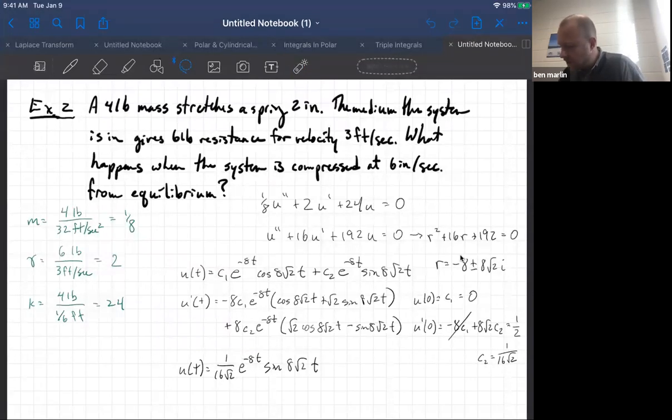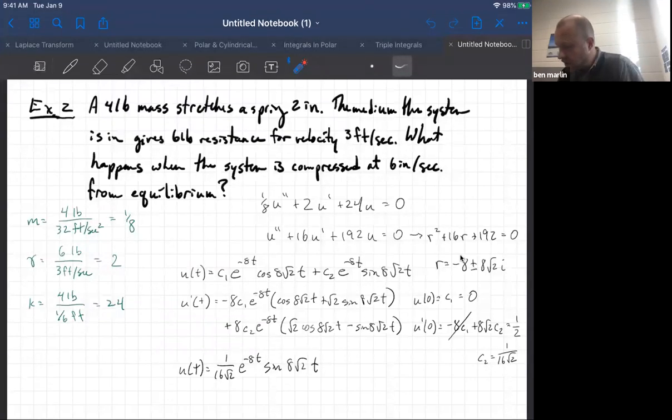so I'm plugging in the 0 to the first one, and of course I get C1. And since I wanted to be compressing this at 6 inches per second, but not that I've compressed it 6 inches, but rather that's the speed that I hit it with, that sets this up, and it means that I don't have it displaced. I've just got a certain speed that I'm going to be shoving it at.